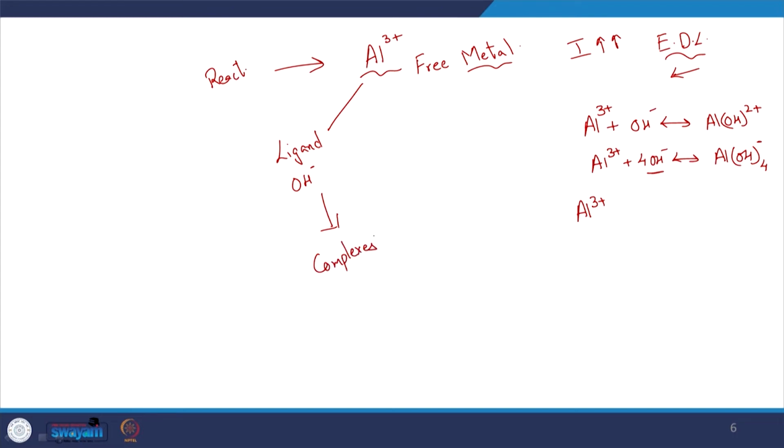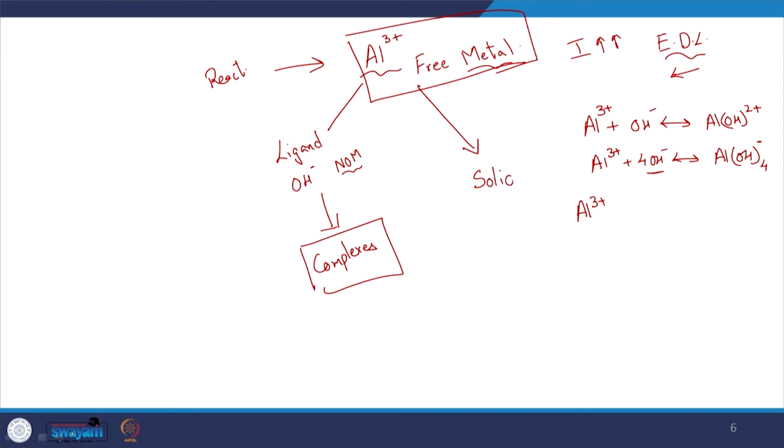So that's one aspect to keep in mind. Al3+, which is the free metal, will be in equilibrium with complexes. For that you obviously need a ligand, and the ligand is NOM also, but that helps us in a way. And another aspect is it can even form a solid. Solid meaning it's not dissolved in the solution anymore, right. So Al3+ plus 3 OH minus can lead to formation of Al(OH)3 solid. It can also lead to formation of the Al(OH)3 complex with no charge, but it depends on the conditions again.